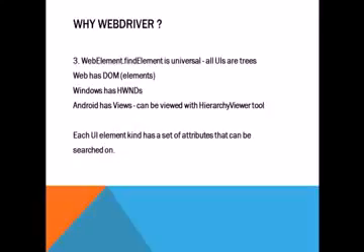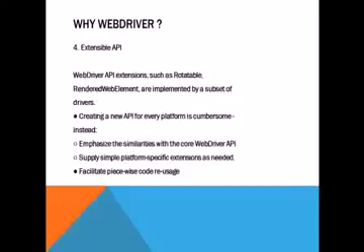web has DOM, Windows has HWNDs, Android has views. Each UI element kind has a set of attributes that can be searched on. And the fourth point I like to tell you is the extensible API. WebDriver API extensions such as Rotatable. Then, creating a new API for every platform is cumbersome, so instead we extend.